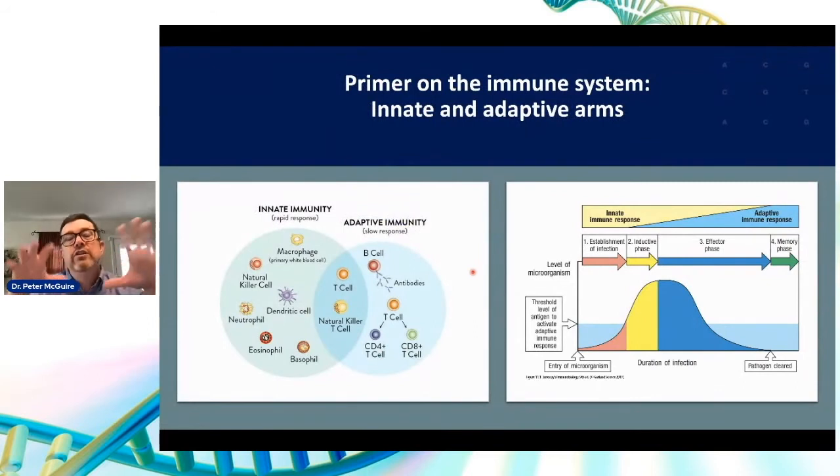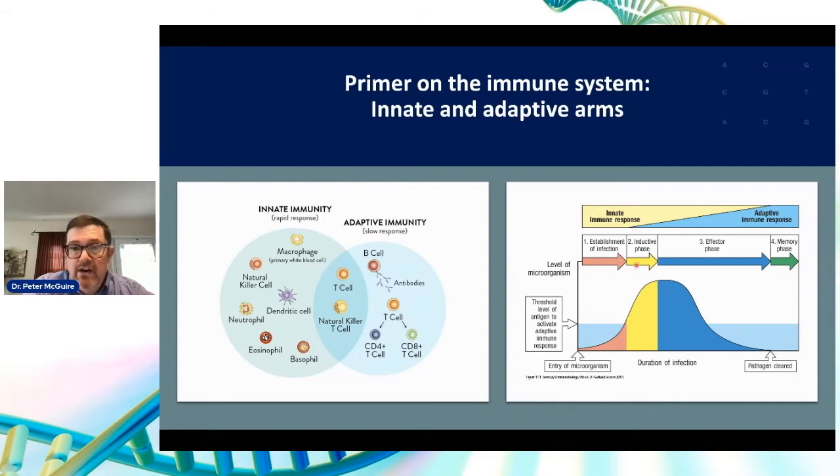So there are essentially two arms of the immune system: the innate arm and the adaptive arm. The innate arm, which you can see down here on the left, is the rapid response. This is what kicks in right away. It involves a number of different cells like macrophages and neutrophils and things like that.